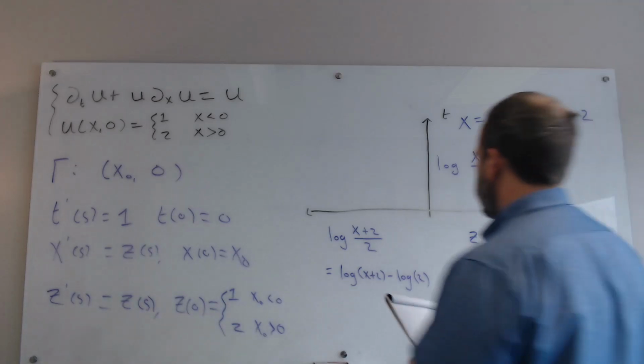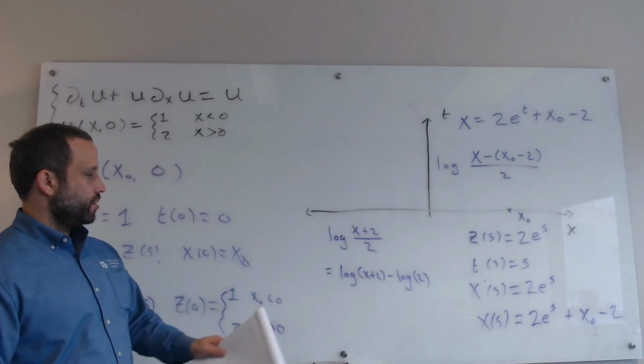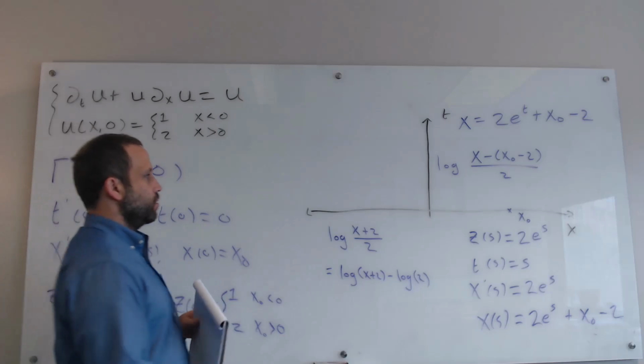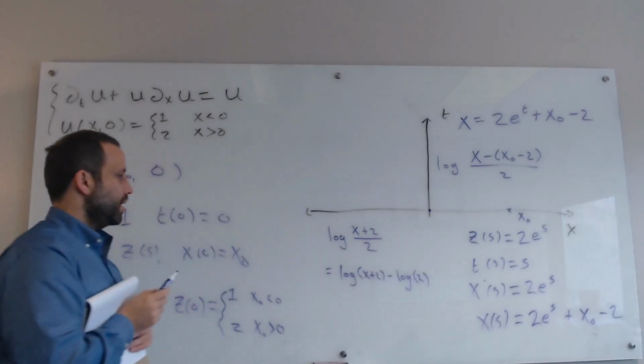Sorry, there's loud noise. All right, log of x plus 2 minus log of x minus log of 2. This is for x not equal to 0. This is when I'm starting at this point here.